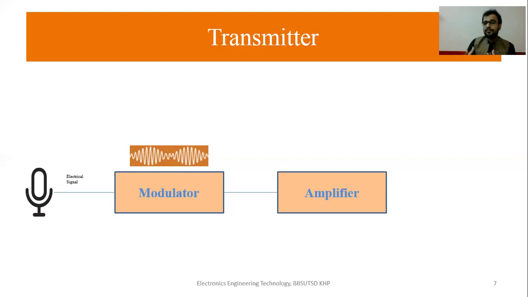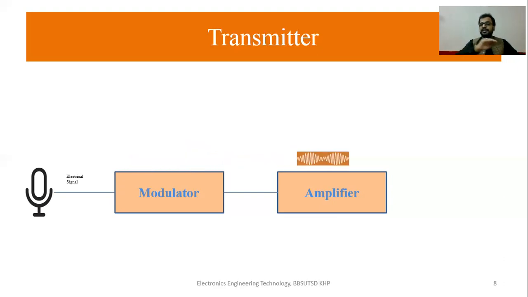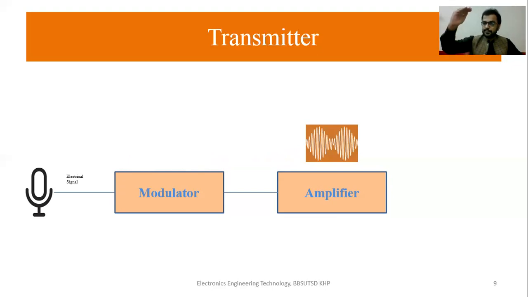Now that modulated signal is amplified, so we have an amplifier. In the transmitter we have the modulator: we have an electrical signal and we mix it with a high frequency signal, and after that we have a modulated signal. Now it's important to amplify that modulated signal. For that purpose, in the transmitter there is a device, the amplifier. When the modulated signal comes into the amplifier, it is amplified.